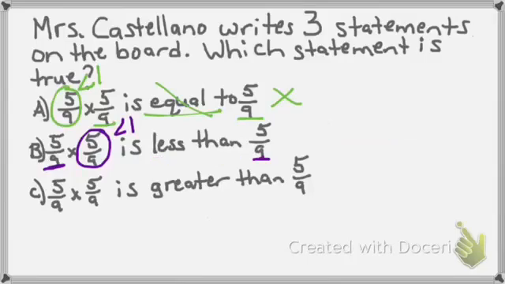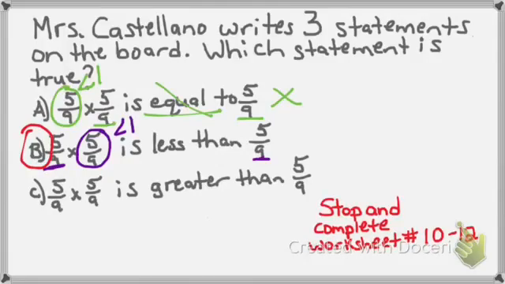5/9 times 5/9 is less than 5/9. Very often in a problem like this, students don't work it out, and they just say, oh, 5/9, 5/9, 5/9 has to be equal to, because they're all equal to, and they would pick choice A. But choice A is not correct, because when we work it out, we know that the correct answer choice is choice B, because 5/9 times a number less than 1 is less than the 5/9 we started with. Please stop the video and complete worksheet numbers 10 through 12 right now.